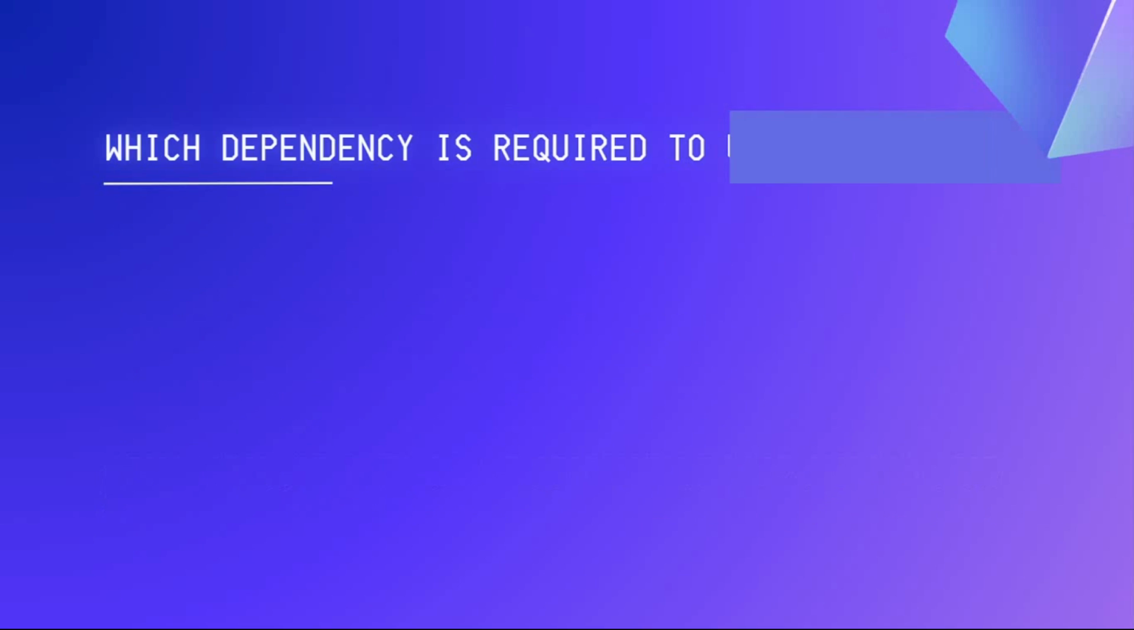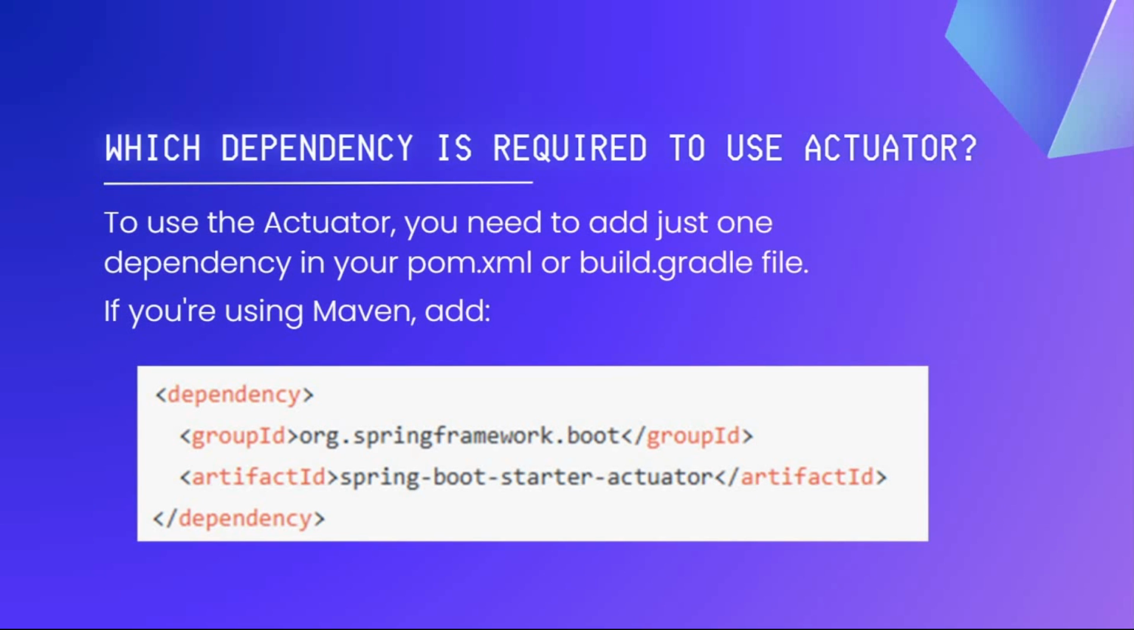Now the question arises, which dependency is required to use Actuator? You just need to add this one line in your POM. For example, just add spring-boot-starter-actuator. That's it. This dependency gives you all the built-in endpoints to monitor and manage your app.